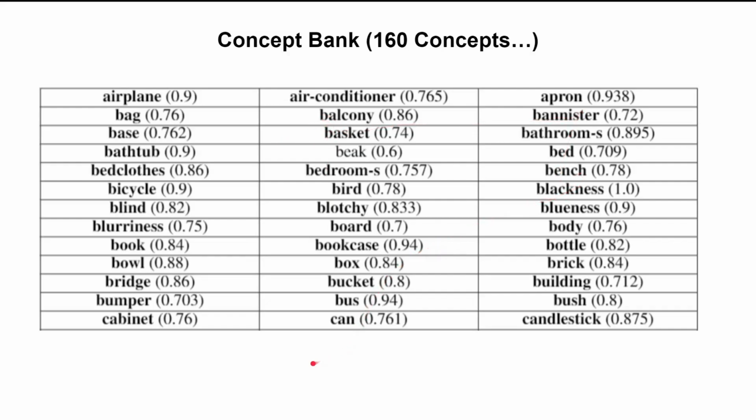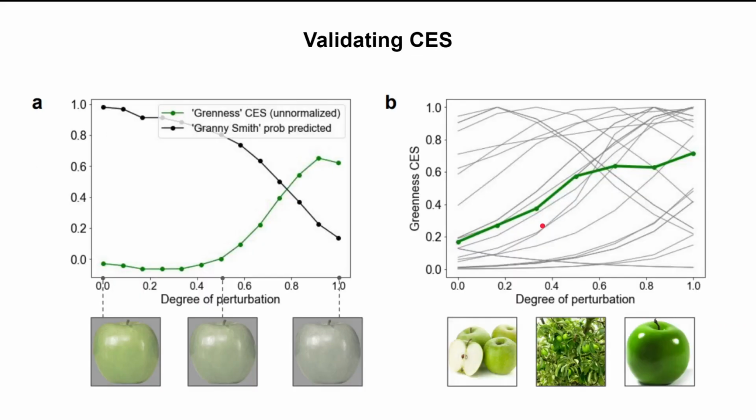It can also include things like textures. And finally, it can also include things that are kind of like low-level image qualities, such as blueness, how much blueness there is in the image. Okay, and so we can validate CES in a number of different ways, and we do this in the paper.